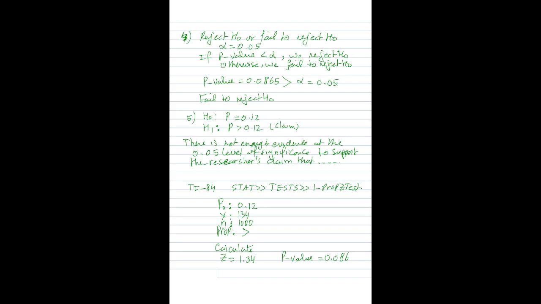You're going to get the step number 2 answer and step number 3. You're going to get Z, which is 1.34. And for step number 4, you're going to get the p-value, which is 0.0865. And then you're going to compare the p-value with alpha and make the same decision as we did before. This is a typical example on testing the proportion. This is how you test the proportion, either by hand or by using the calculator.